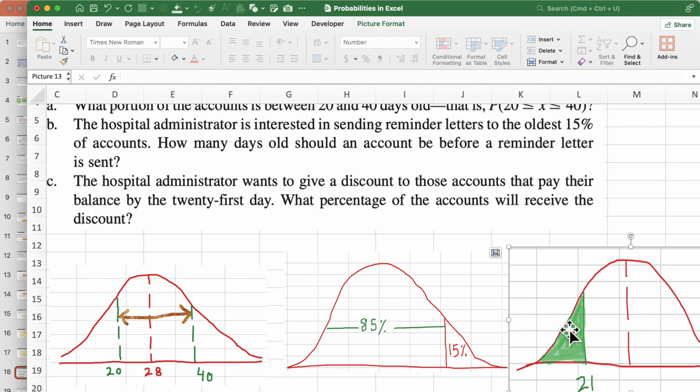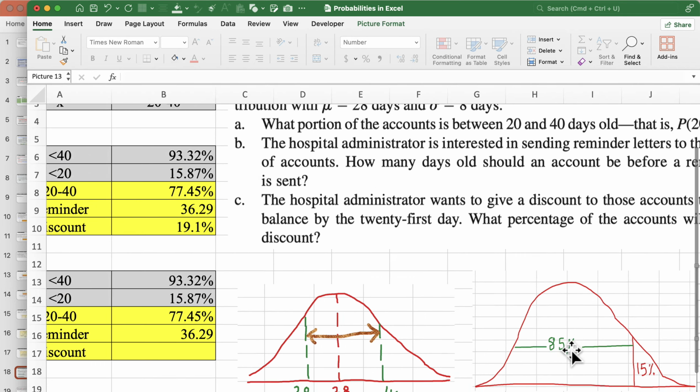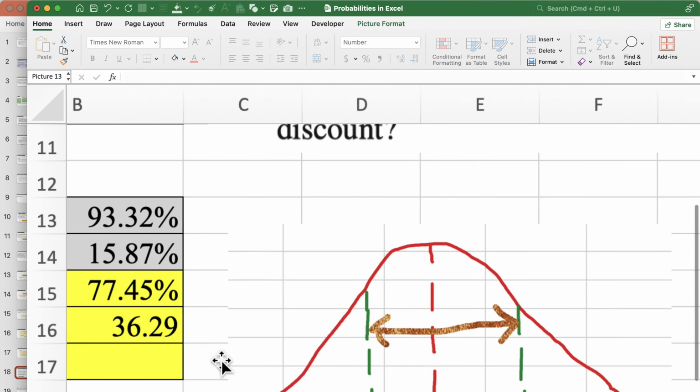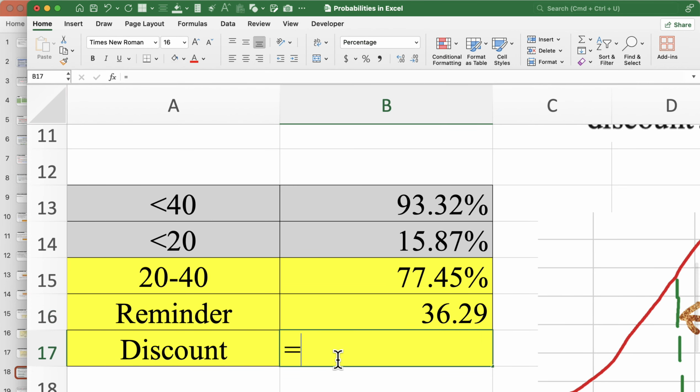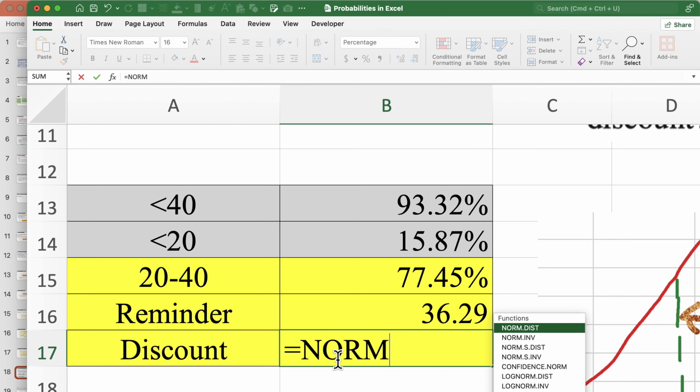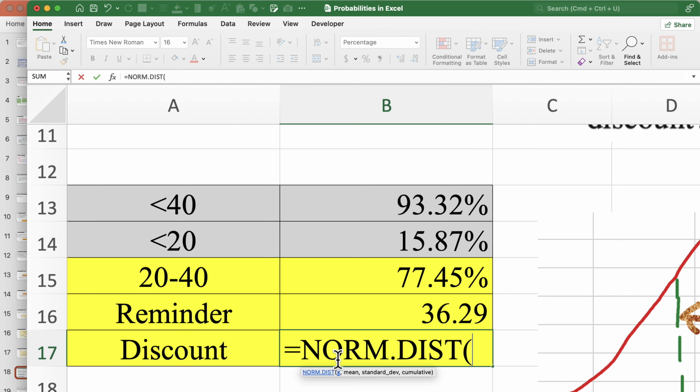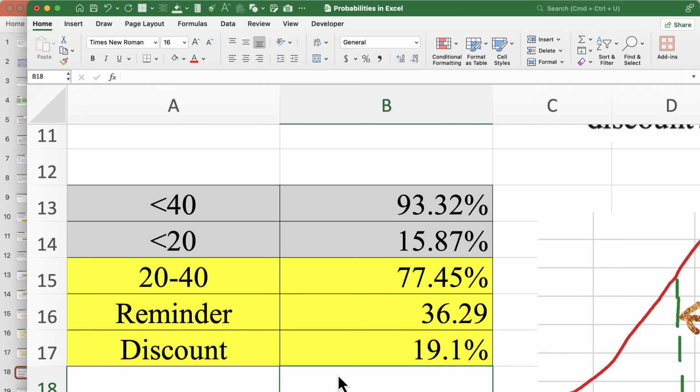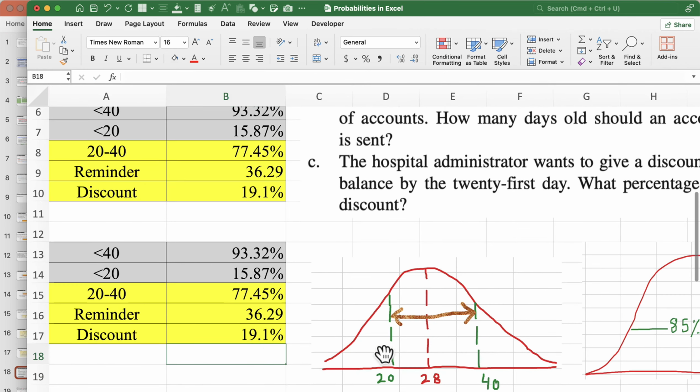In this case we have to calculate probability, so we'll be using the NORM.DIST formula, and that will be equal to NORM.DIST. And as you can see, the first thing is X will be 21, and then mean we know that's 28, and then standard deviation is 8, cumulative true, and that gives 19.1%.